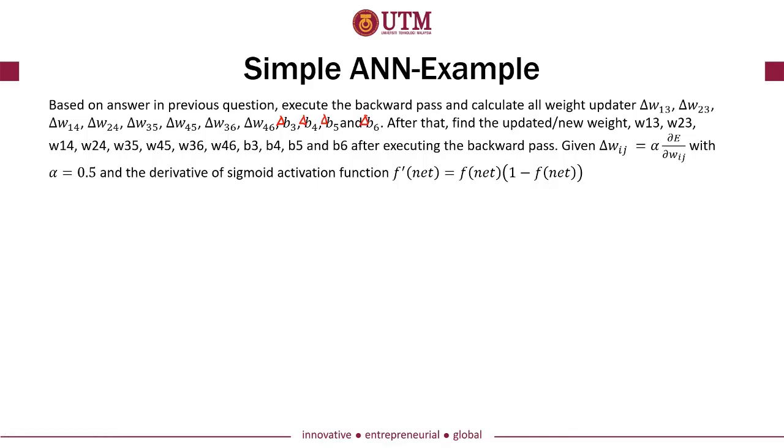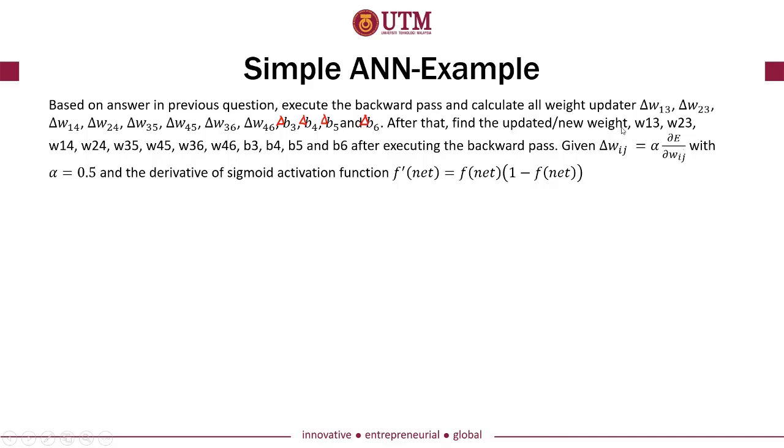Once you find the updater, after that find the new weights. That means you need to calculate the new weights of W13 up until W46, as well as B3, B4, B5 and B6. Once you find the updaters, you need to update all the parameters after executing the backward pass.